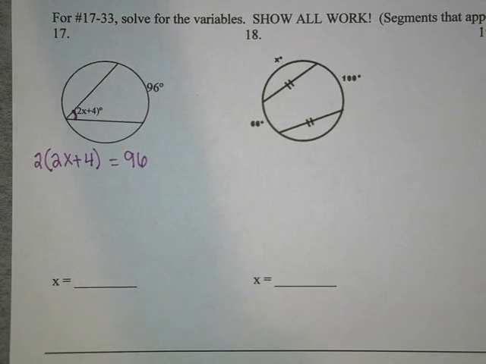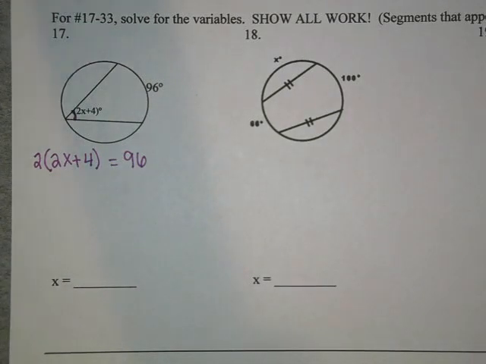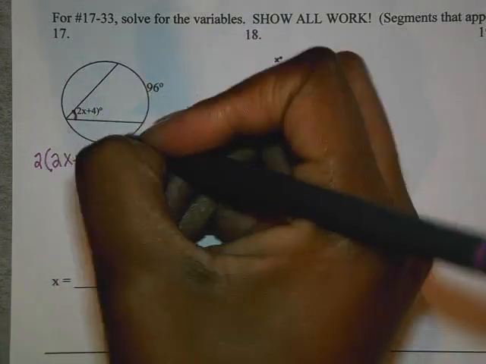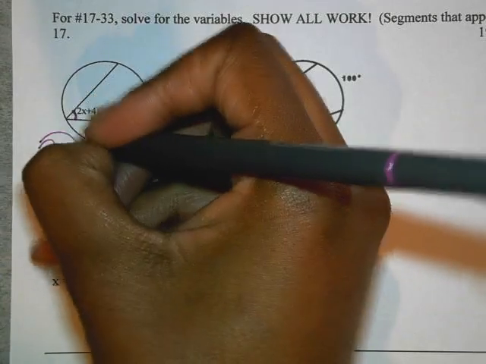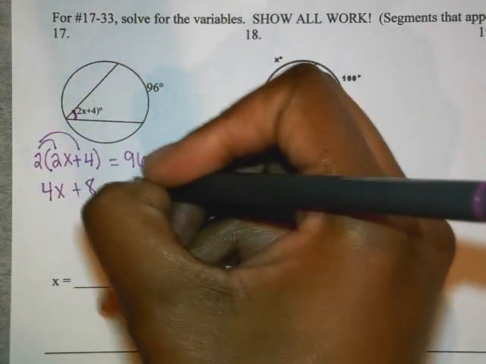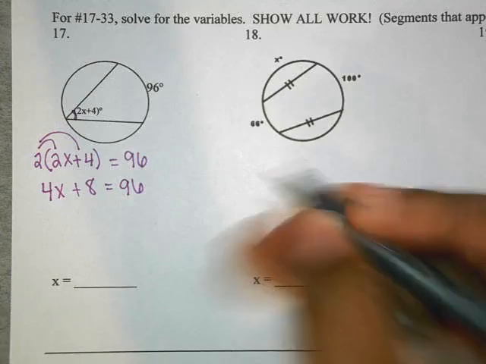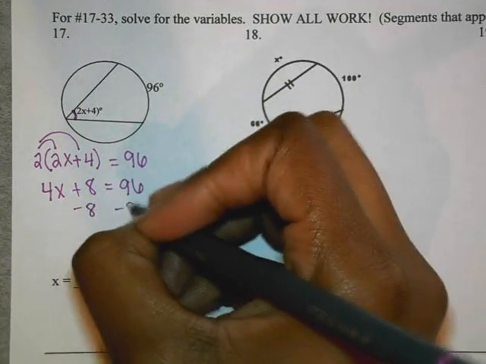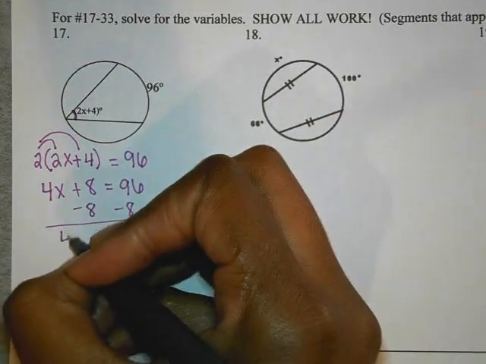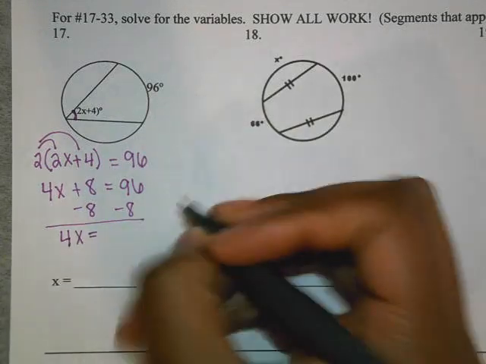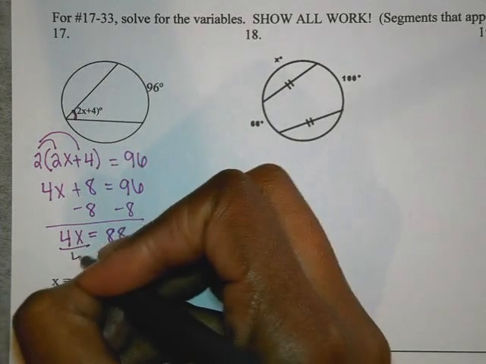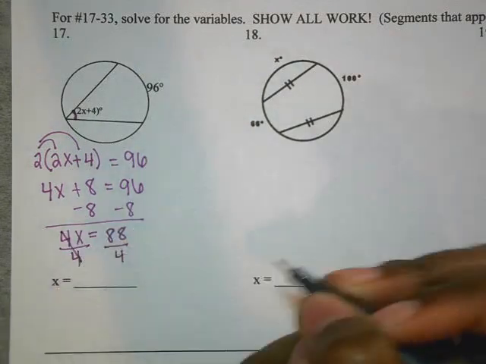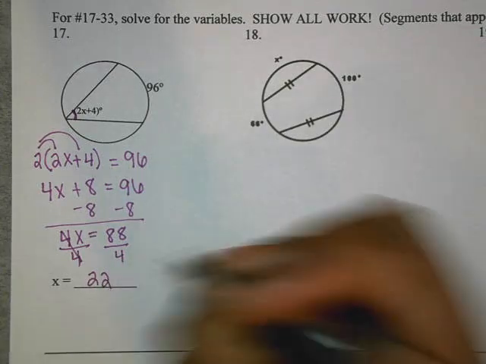All right, from here you can use Desmos if you'd like, but we can work this out by hand. It should be okay. If I distribute my 2, I have 4x plus 8 is equal to 96. I subtract 8. So I have 4x is equal to 88. Divide both sides by 4, and x is going to equal 22.